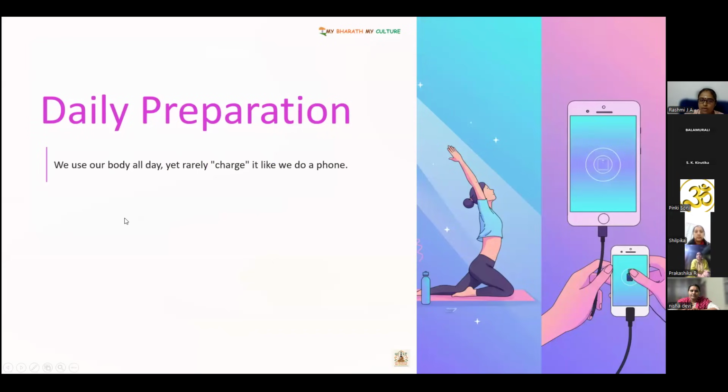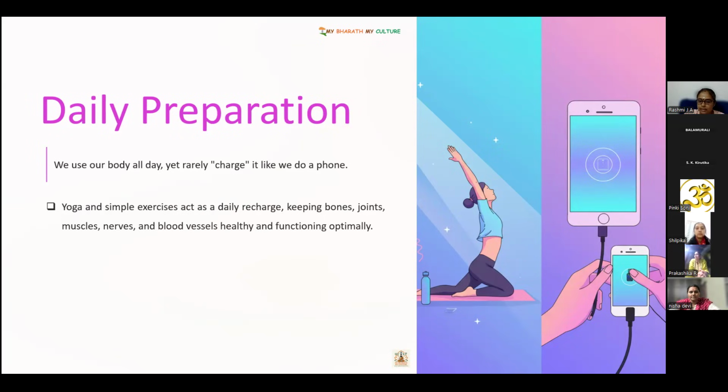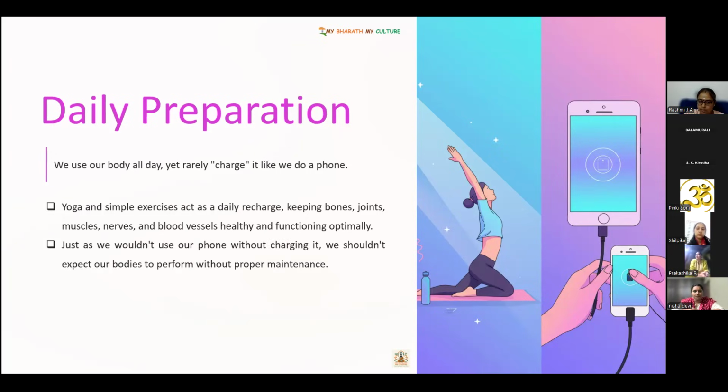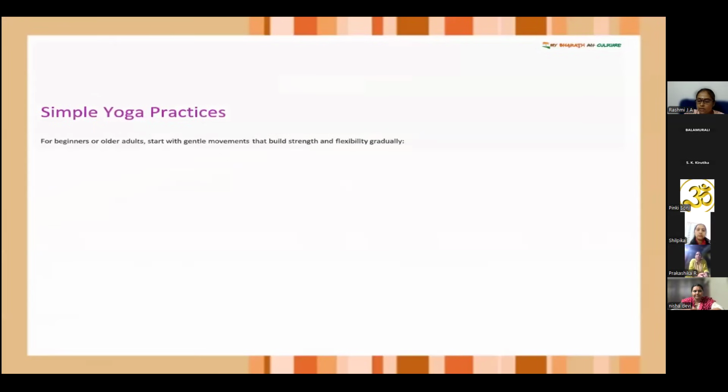Now, we use our body every day, but we are not charging it. We use our phone, we charge it every day, but our body we are not doing. What we have to do every day is simple yoga asanas. So simple exercises help us recharge every day, keeping bones, joints, muscles and blood vessels healthy. Okay. Then what are the simple yoga practices for beginners or older adults?